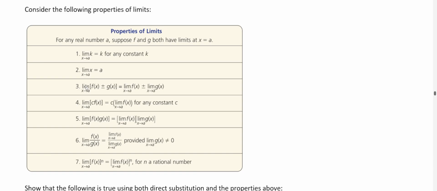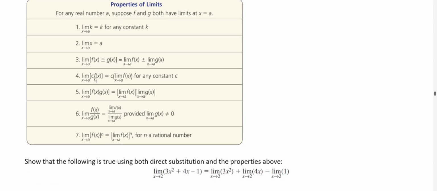Notice here that the limit as x approaches a of two functions that are added or subtracted from each other, you can break this up into the limit of f of x as x approaches a and the limit of g of x as x approaches a. You can separate them accordingly. If you have a constant in front of the function, you can factor that constant out and just evaluate the limit of that function and then apply the constant.